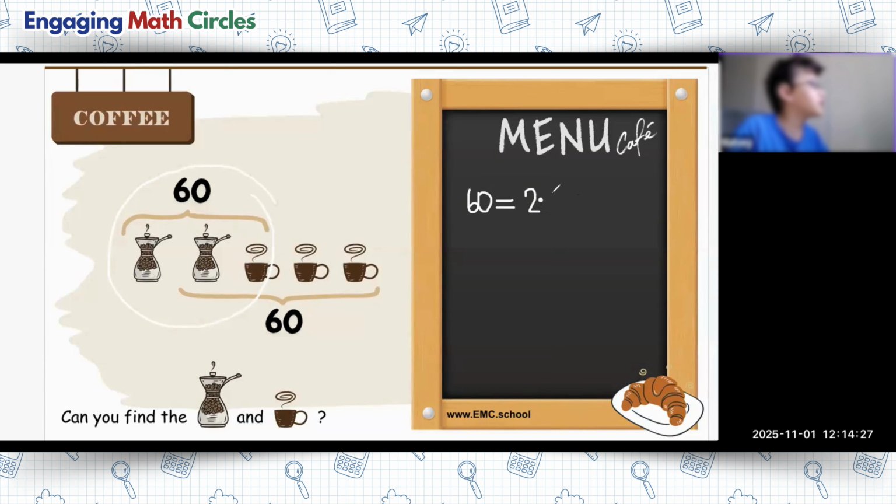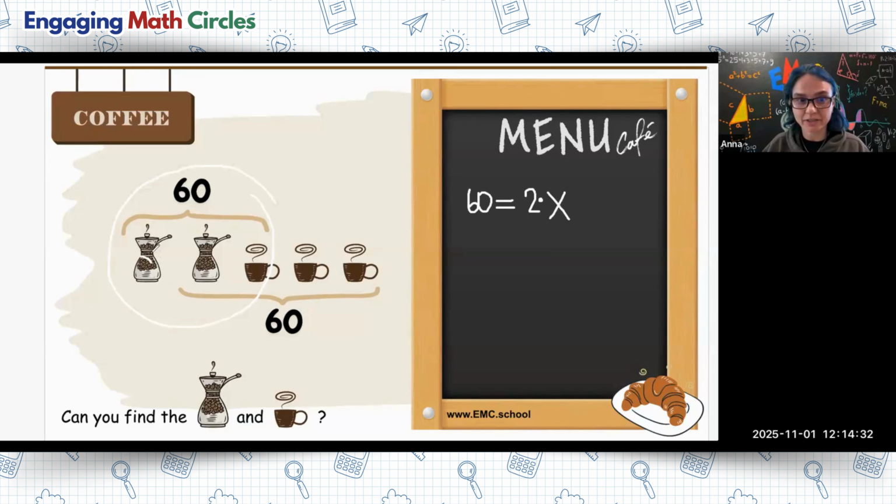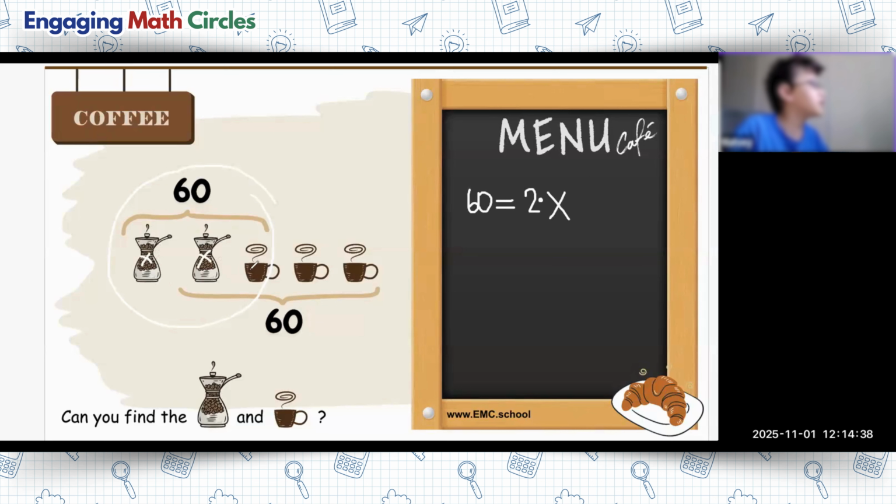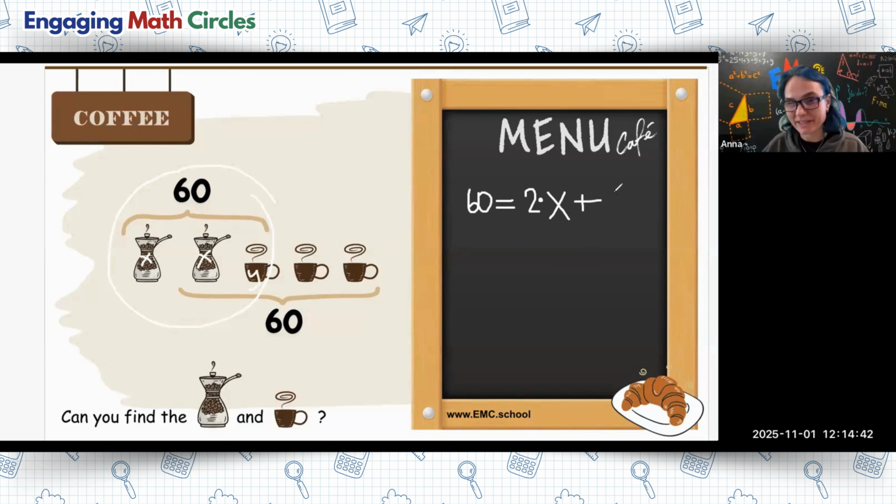I guess x. Okay, 2x. So x is our coffee maker, okay, guys? X here, x here. And what letter would you like to use for the cup? Y. Okay. Yeah, these are the classical variables everybody uses for equations: a, b, x, y. So I have 2x and 1y equals 60.